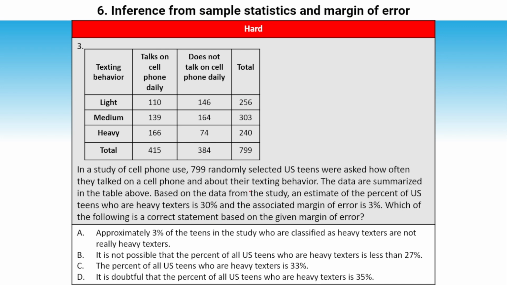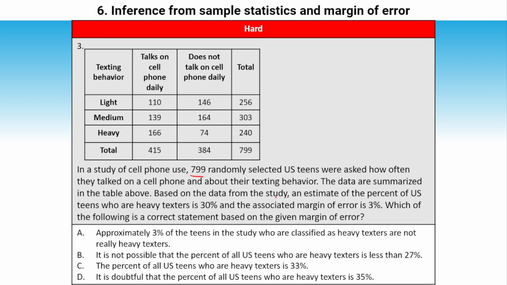So let's go to the hard one. Okay, the hard one is quite long. In a study of cell phone use, 799 randomly selected US teens were asked how often they talk on cell phones and about their texting behavior. This data is summarized in the table above.